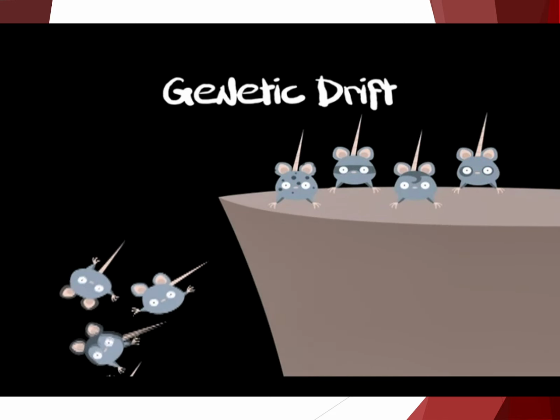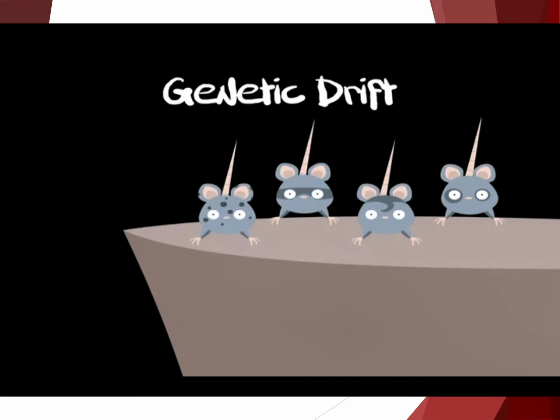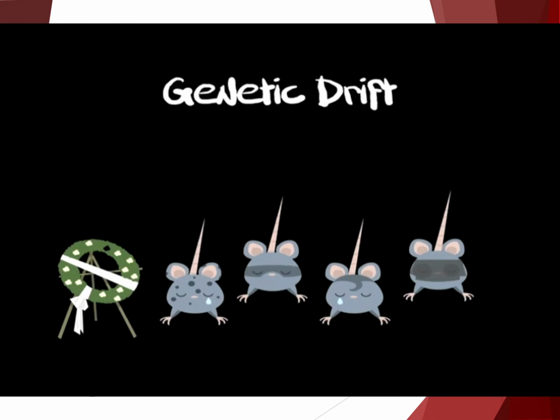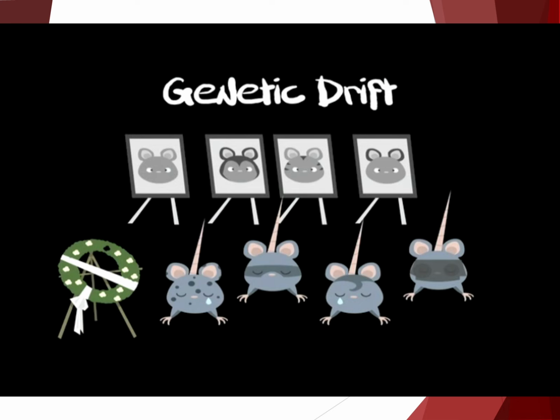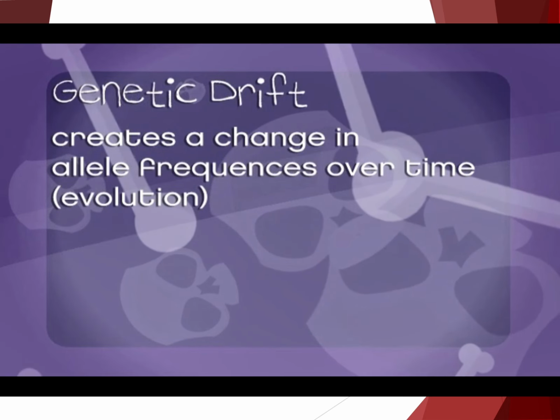Oops, these 4 rats fall off a cliff. These 4 survive to reproduce. The genes of the population from here on out are only going to come from these 4 rats, so whatever traits they've got, the future generations will get. Any traits that only the ones that fell had are no longer in the species gene pool. That's genetic drift. Genetic drift can create a change in allele frequencies over time.